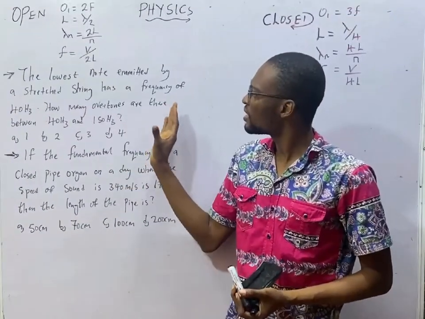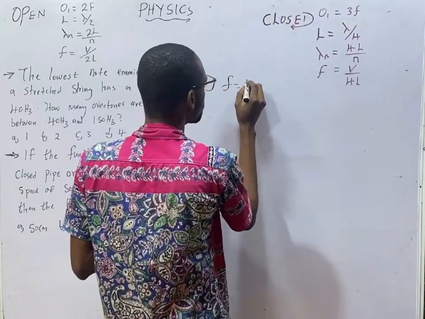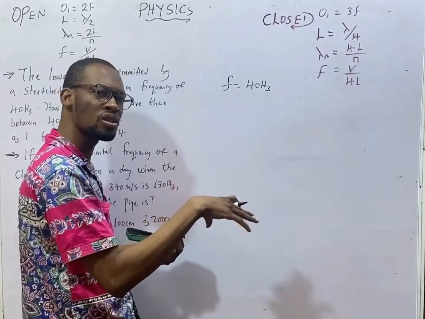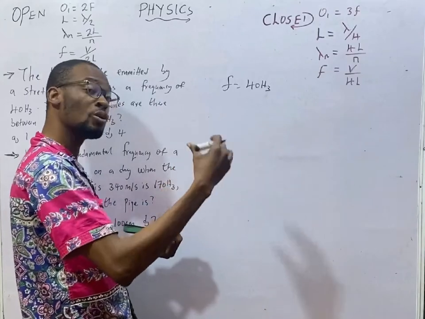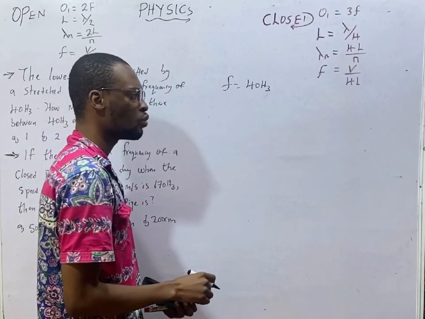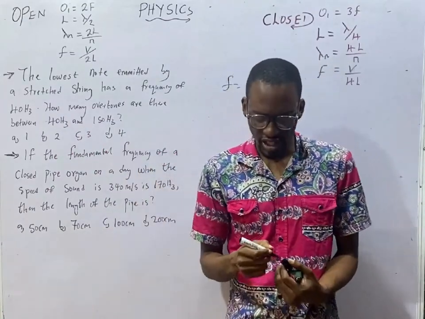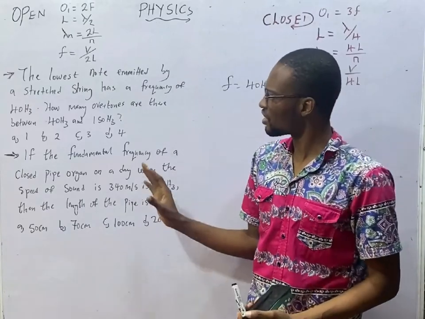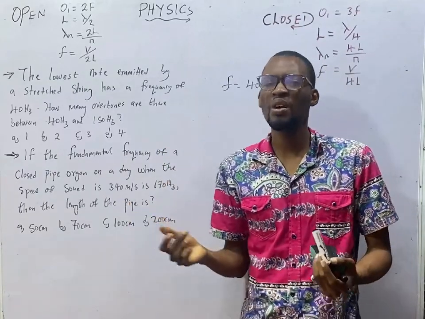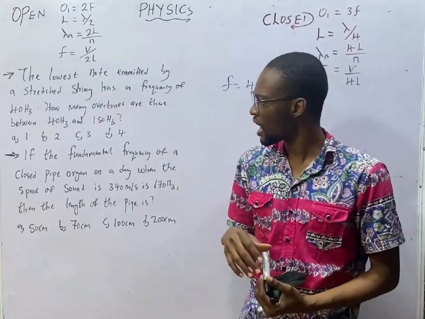The lowest note emitted by a stretched string has a frequency of 40 Hz. F is equal to 40 Hz. So they say this frequency is emitted by the lowest note, which means the lowest sound made by the instrument. This is the fundamental frequency, because the fundamental frequency is the lowest note emitted by a stretched string. And this is also a question under waves on strings. The beauty of waves on strings is that they have the same harmonics and the same frequency as open pipes.